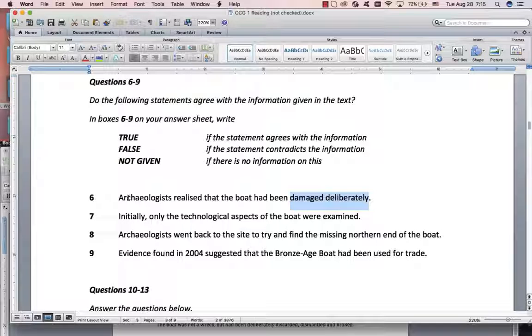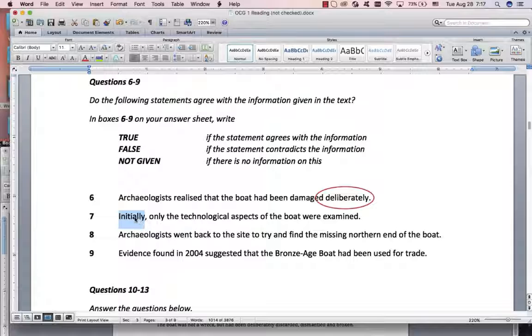There is scanning language and there is target language in true, false, not given. And you don't want to waste time checking the scanning language. You just want to use the scanning language to find the part in the text that you're dealing with. So they're testing this word. They're not testing any of these other words. So what I'm going to do is put a big red circle around the word that I think they will test. Before we go and check, let's look at these others and see if we can identify the target language.